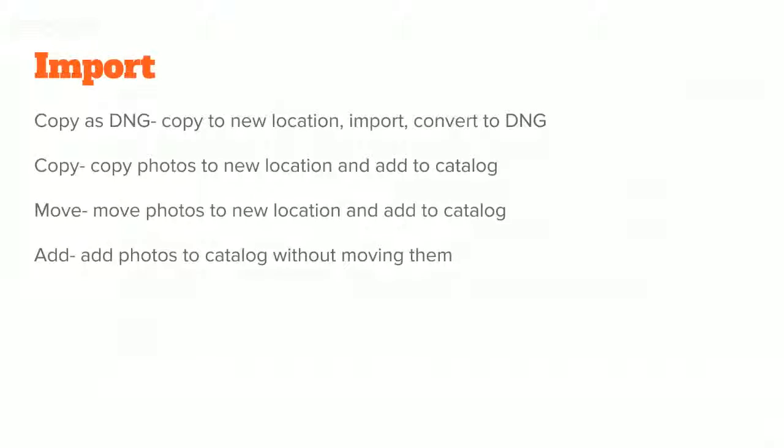Okay, so when you import your images, you've got 4 options. You can copy them as a digital negative, and what that does is it copies the images either from a card or from a hard drive to a new location, imports them, and converts them to a digital negative. So a digital negative is this file format that Adobe's come up with that's kind of a universal file format.